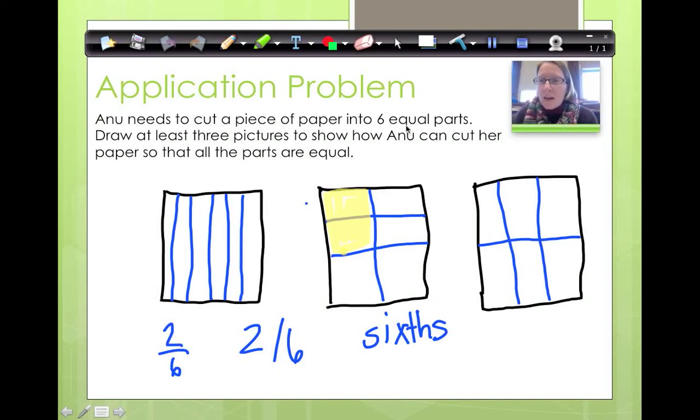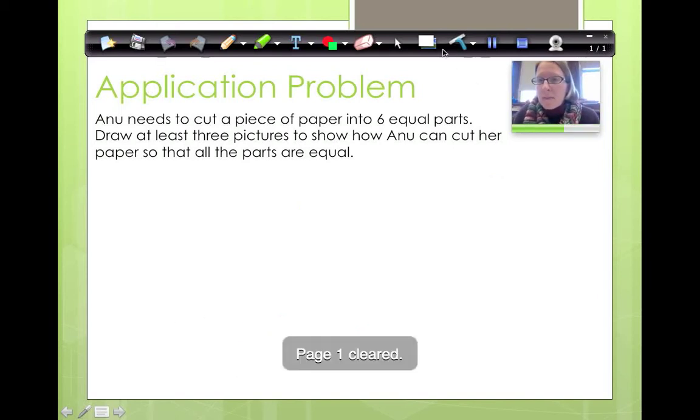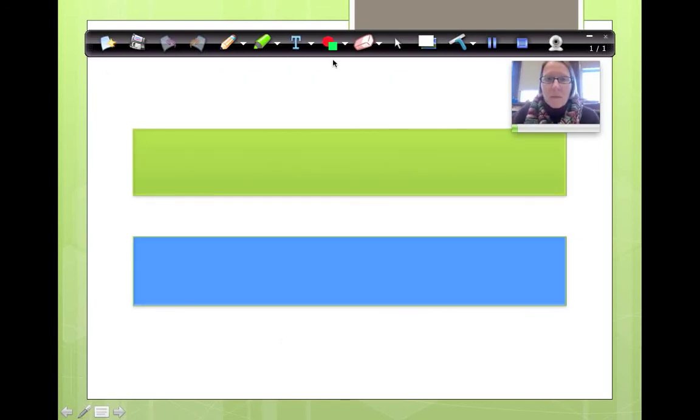Okay? Now, let's take out our fraction strips. Okay, so I have 2 fraction strips right here, and I'm just going to use what I have for my drawing. Only each time I get a different one, you are going to get a different paper.